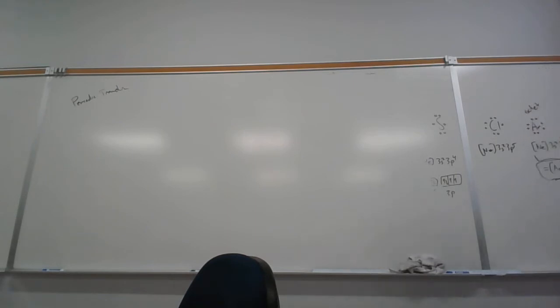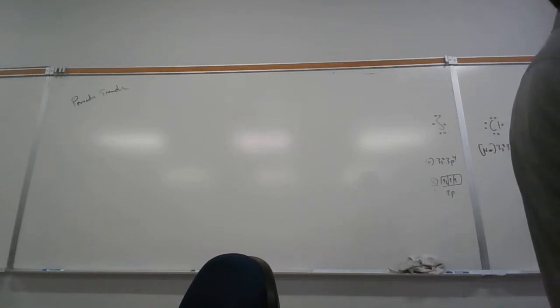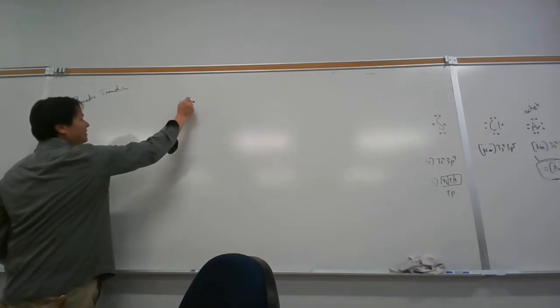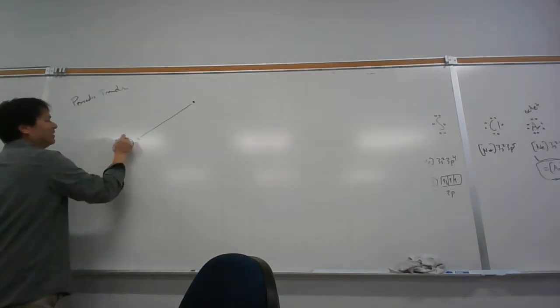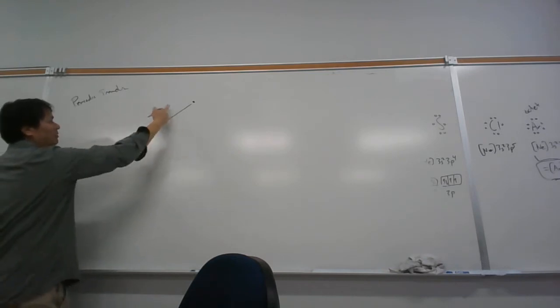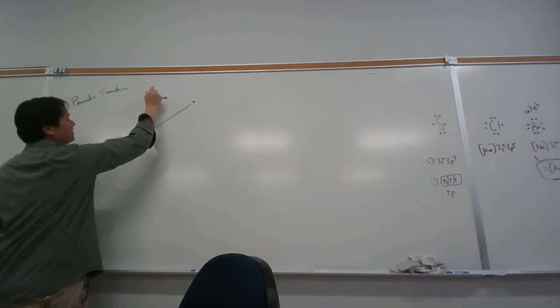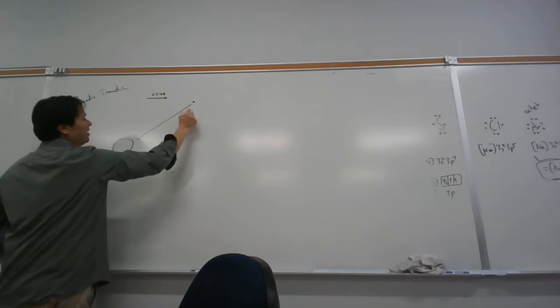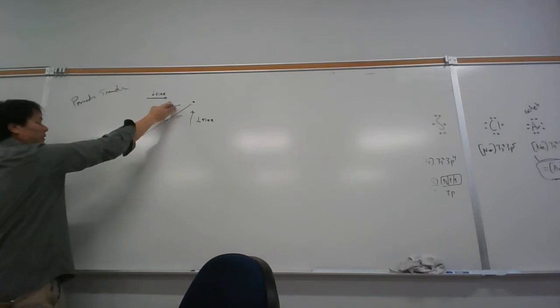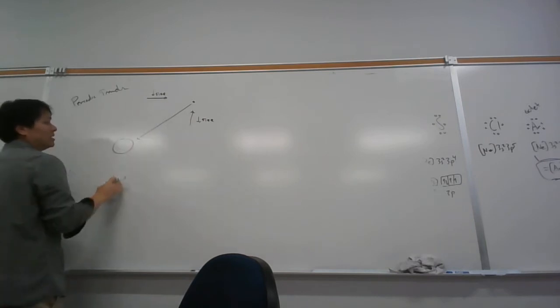The first periodic trend is the biggest atom. Where's the biggest atom? Bottom left, cesium. Where's the smallest atom? Top right, helium. And so this is the trend you should know. The smallest is up here, and the biggest is down here. And so as we go right, the size decreases, and as we go up, the size decreases. As we go left, the size increases. As we go down, the size increases.